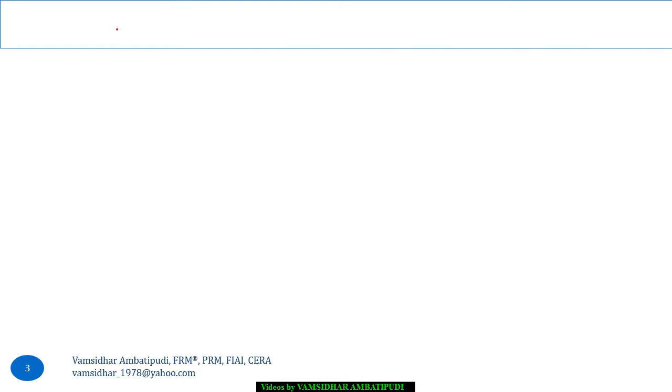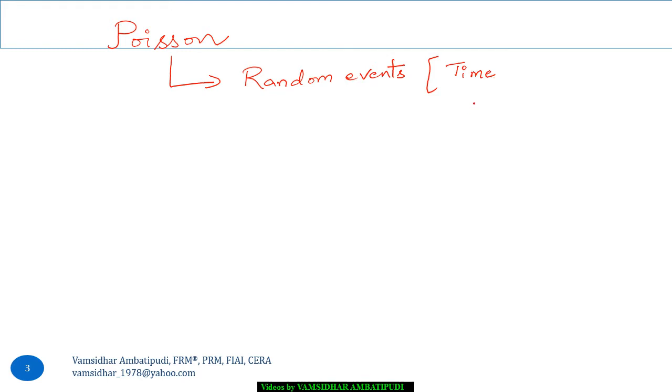Whenever you are using the Poisson distribution, the major thing is we are using it to model random events. An event that is occurring in a random fashion. It could be a random event with respect to time. Let's say telephone calls. You receive telephone calls on a random basis. You don't know when you will receive one call. So that is a random event with respect to time.